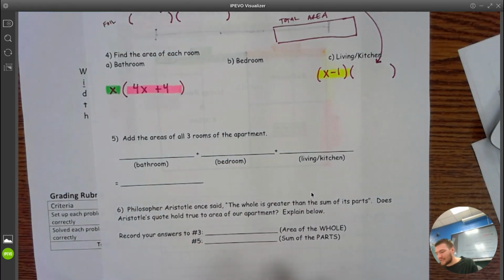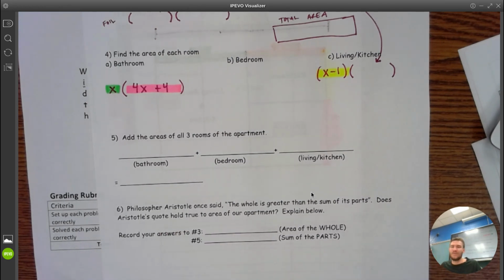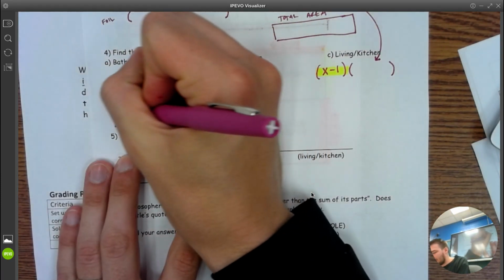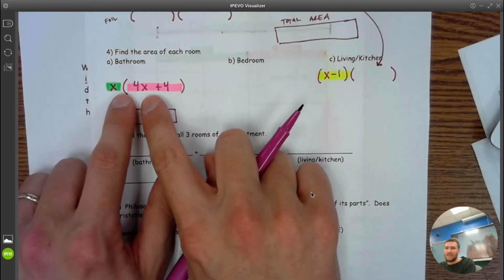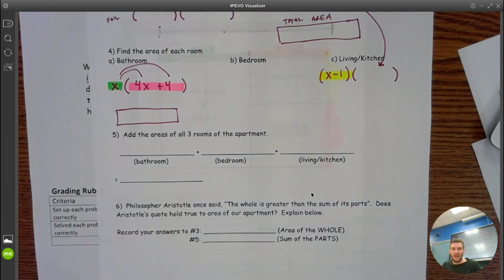And then the last one says write the answer to number 3, write the answer to number 5. Which one's bigger, or are they the same, basically? Make sure that you're getting answers for these questions, I guess I should say. You know, number 4 is not finished yet. You have to actually distribute the X, then you get an answer. All right, that is the setup for this culminating assessment.